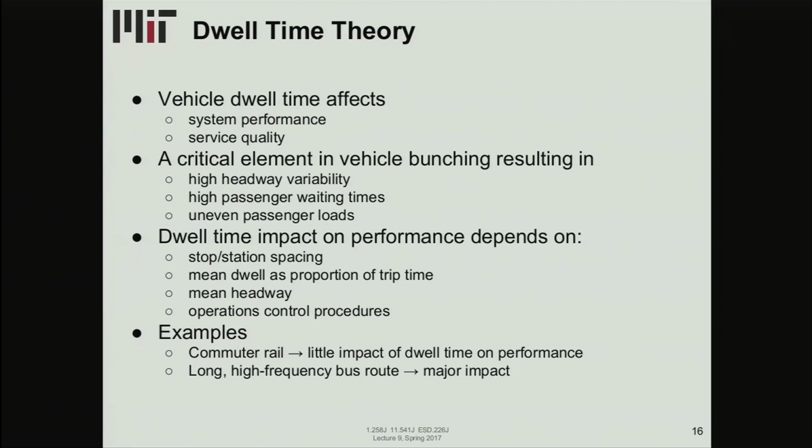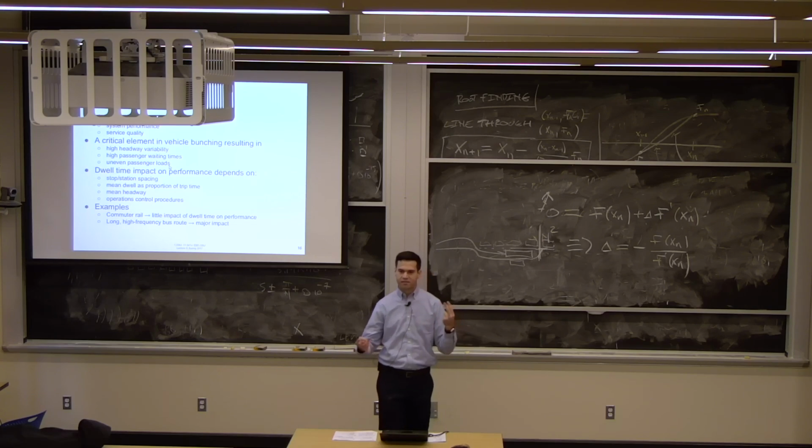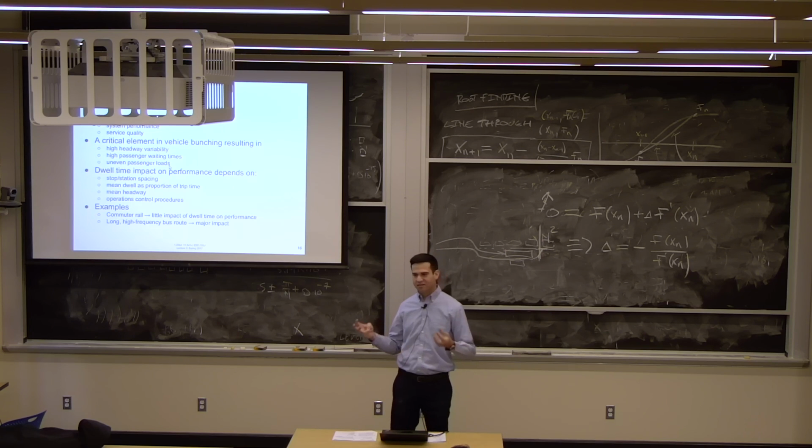So let's look at some concepts first. Vehicle dwell times affect system performance. We've discussed why and how, and they affect service quality. We've also discussed why and how. They're a critical element in vehicle bunching, which I think has also been covered. So they result in high headway variability, high passenger waiting times, and uneven passenger loads. That last point we hadn't mentioned, but the point has been made indirectly, right?